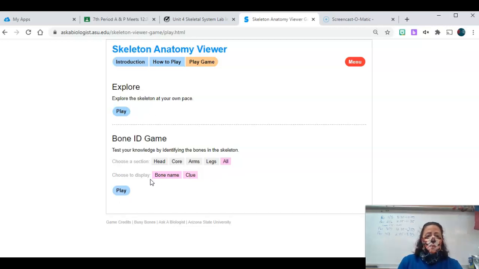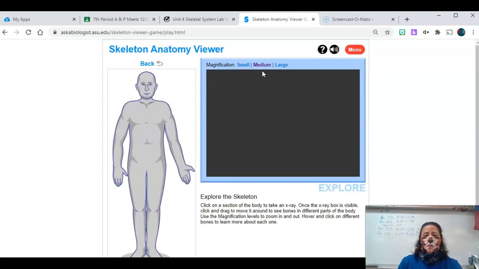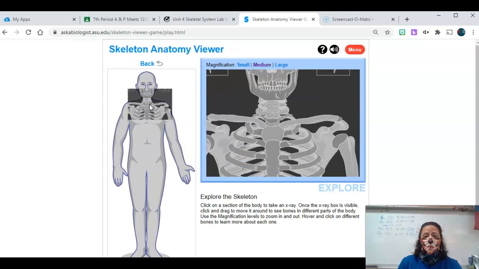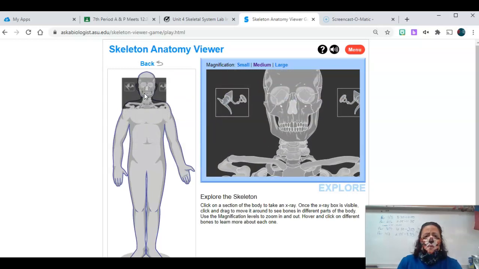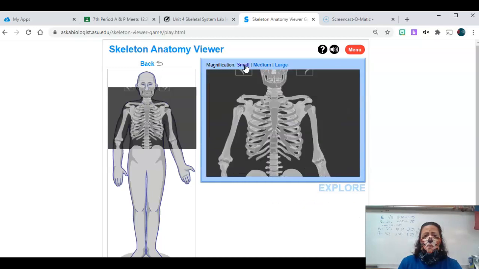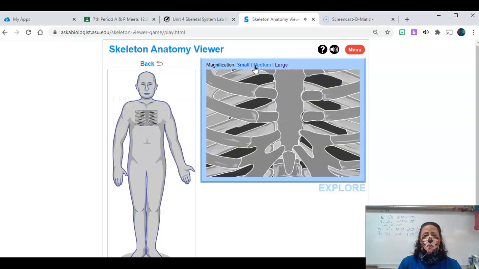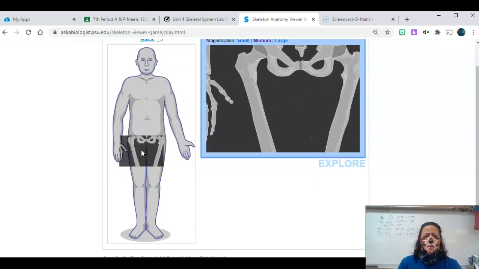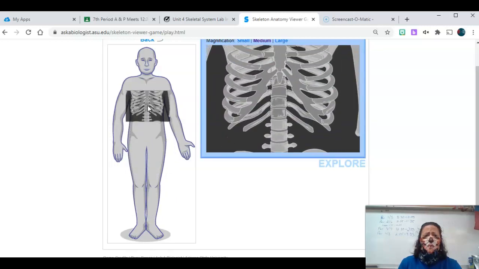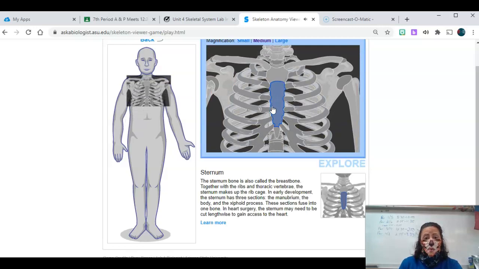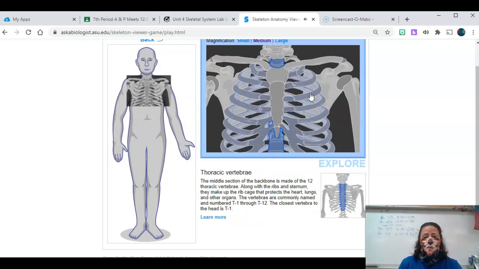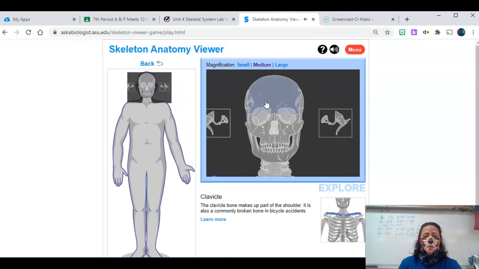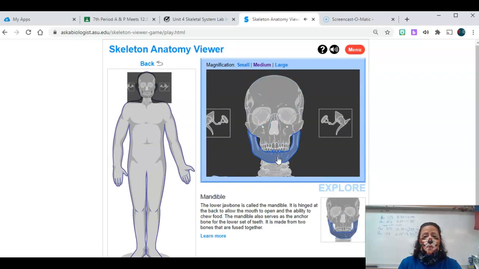Just so you know what it looks like, I'm not going to get started on the game itself, but let's explore. So there's small, medium, or large, and here's what you're going to do. You're going to click on the person, and then you can drag. See, those are bones in the ear right there. So you can move that, and you can move all over the skeletal system. And you can click on the different bones, and it'll tell you what they are. Each of these bones are things that they will ask you for on the game.